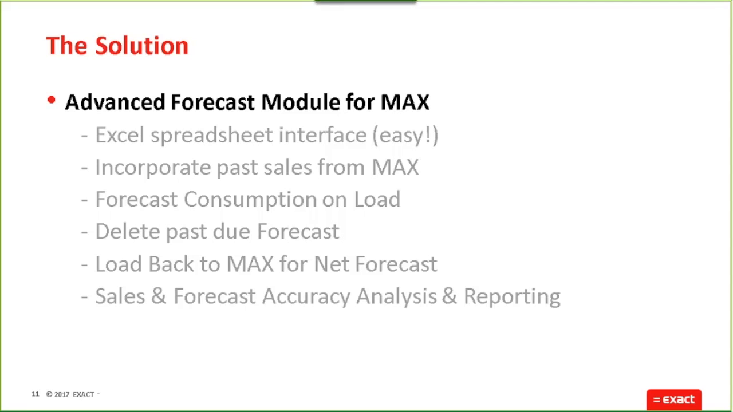You can also modify that easily to incorporate additional data that wasn't previously in Max, such as promotional plans or new product introductions. Max will then take that spreadsheet and load it back into Max, consuming the forecast on the load. In other words, it's going to net that forecast against the sales orders already in Max, so that what's loaded back into Max is a net forecast quantity.